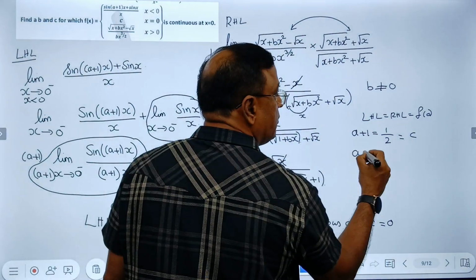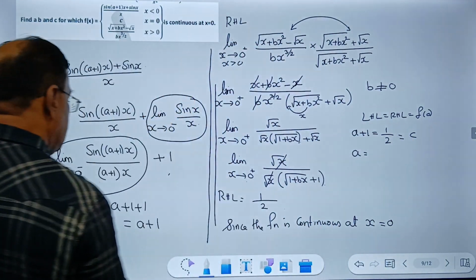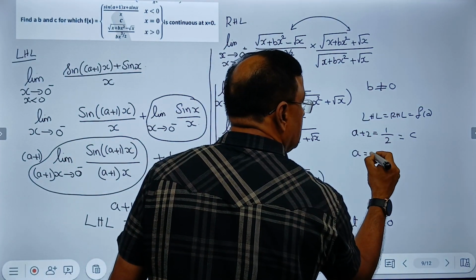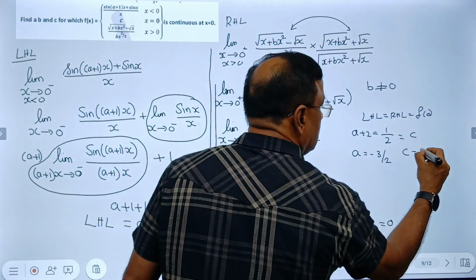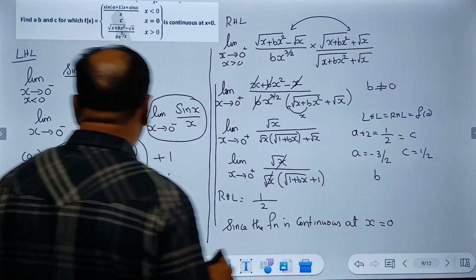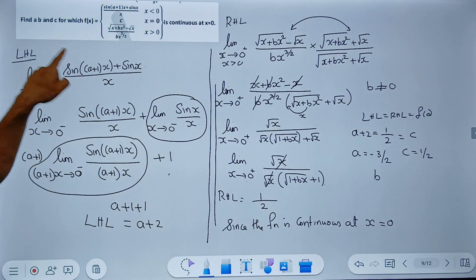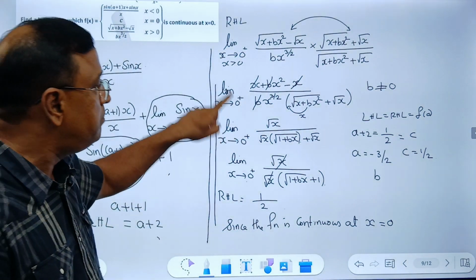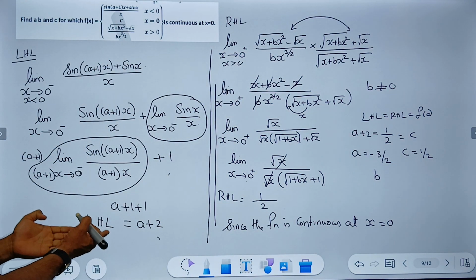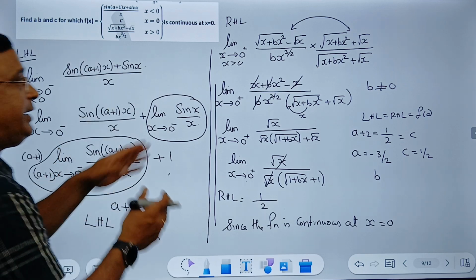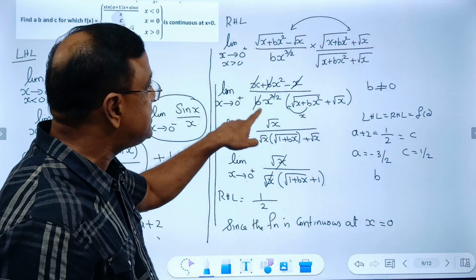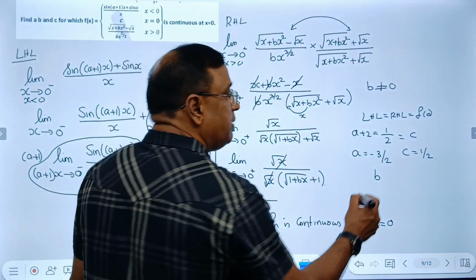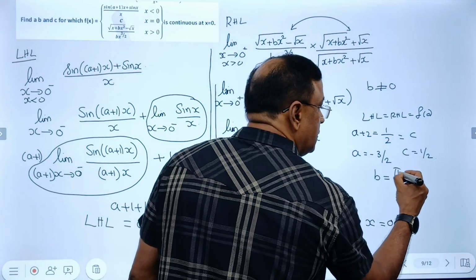So from this you get a equal to, I think I made a mistake here, this is 2, a plus 2, 1 plus 1 is 2. So a equal to minus 3 by 2, c equal to 1 by 2. For b, if you look at the left hand limit, your left hand limit is independent of b. And your right hand limit is also independent of b. There is no b involved. Your right hand limit does not involve b because b gets cancelled. And your f of 0 also does not have b. That means b can be any real number except 0.